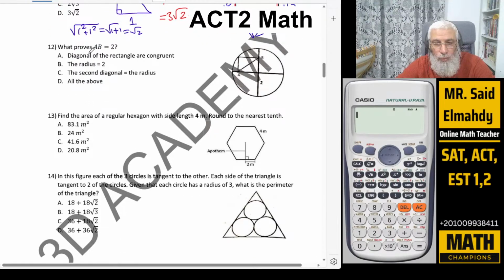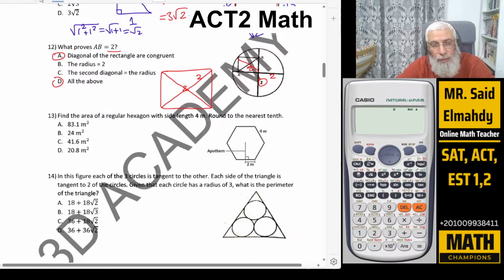Number 12. What proves AB equals 2? So this radius is 2, this radius is 2. In the rectangle, if one diagonal is 2, the other diagonal should equal 2. So diagonals of a rectangle are congruent. This is correct. The radius is 2, and the second diagonal equals the radius. All of the above. The solution is all of the above because everything is correct.